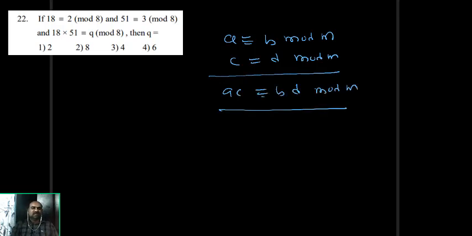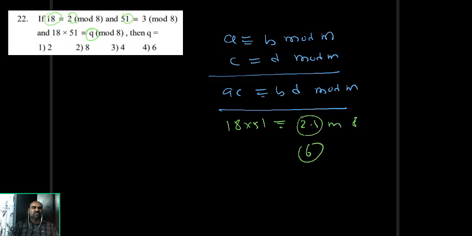That is the only problem here. A congruent to B modulo M, C congruent to D modulo M. Then AC is congruent to what modulo M? That means 2 into 3, only 6. So 18 into 51 is congruent to 2 into 3 modulo 8. 2 into 3 means 6. My answer is the fourth option.